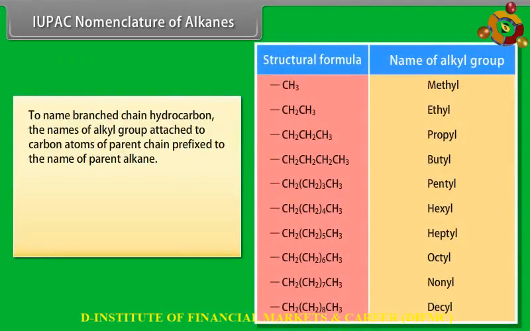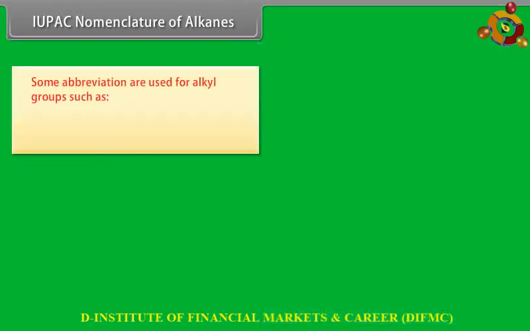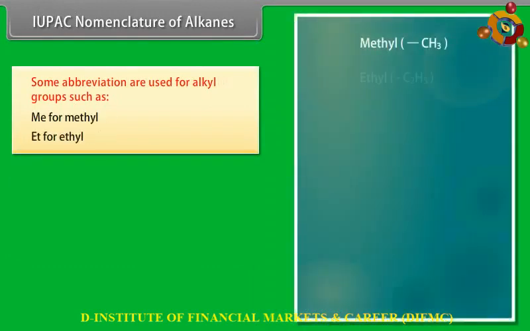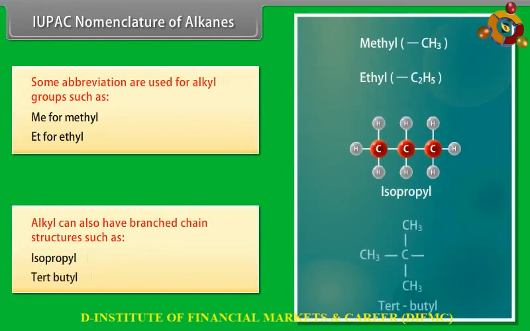To name branched chain hydrocarbon, the names of alkyl group attached to carbon atoms of parent chain prefix to the name of parent alkane. An alkyl group is formed from saturated hydrocarbon by removing one hydrogen atom from carbon. To name alkyl group, we substitute yl. Some abbreviations are used for alkyl group, such as Me for methyl, Et for ethyl. Alkyl can also have branched chain structures such as isopropyl, tert-butyl.